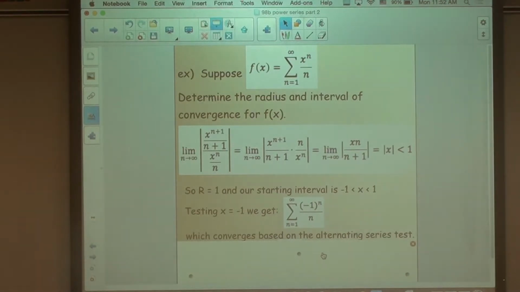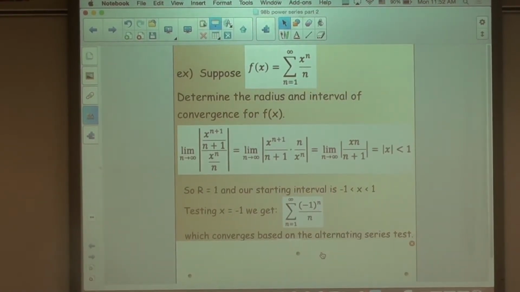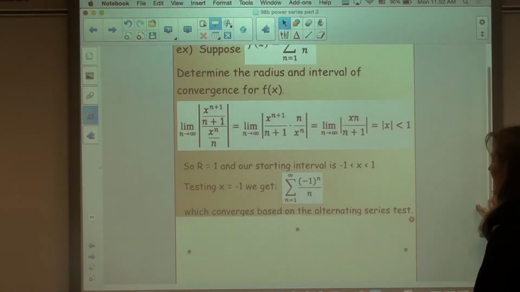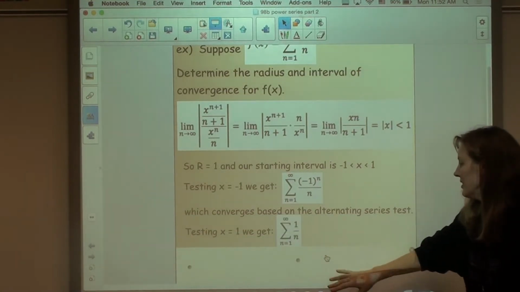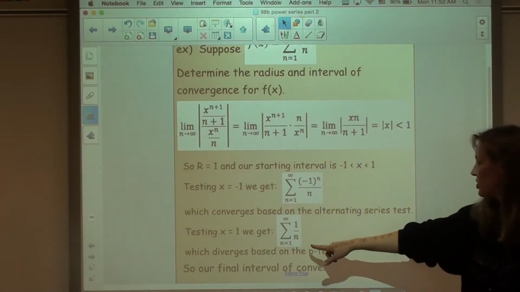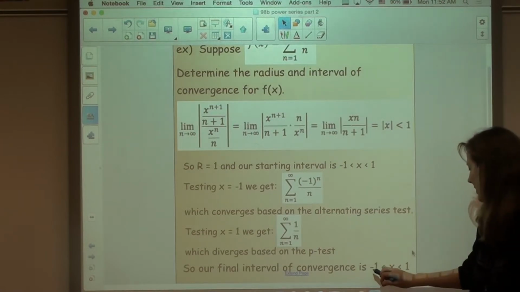What about if you plug in a 1? What kind of a series do you get? What is 1 to the n? 1. So what is the sum of 1 over n? That's a p series, right? You apply the p test. Does 1 over n converge or diverge? It diverges. What's the name of that specific series? That's the harmonic series, right? Okay. So we end up with the harmonic series which diverges, and therefore our final interval.